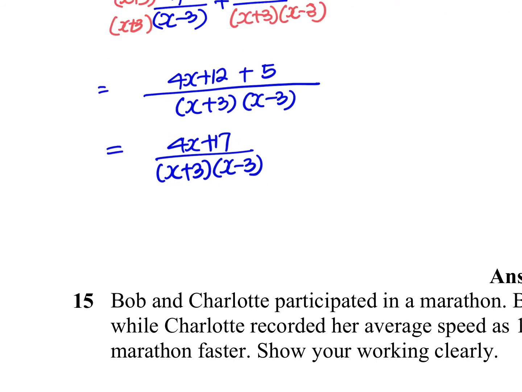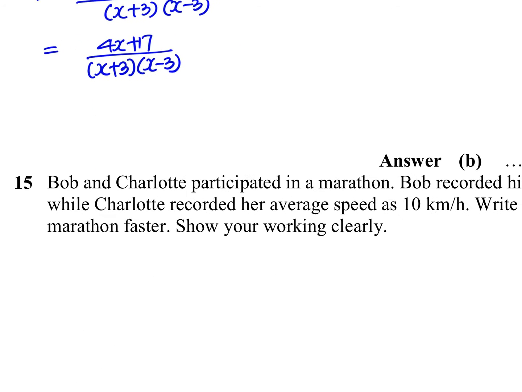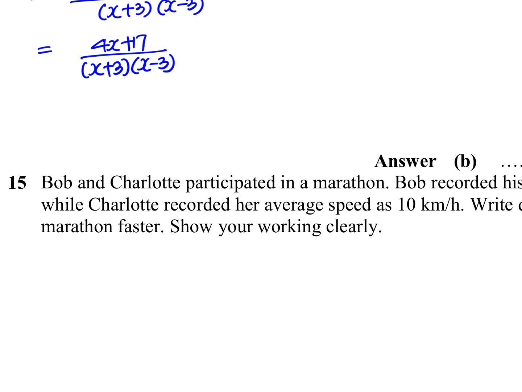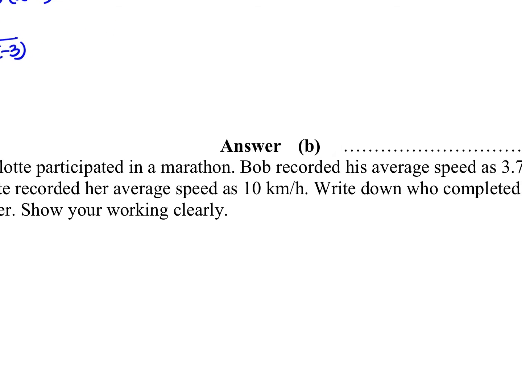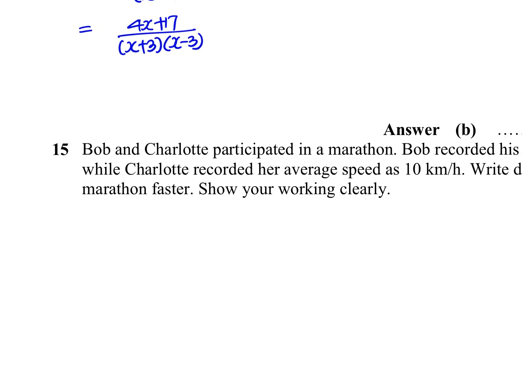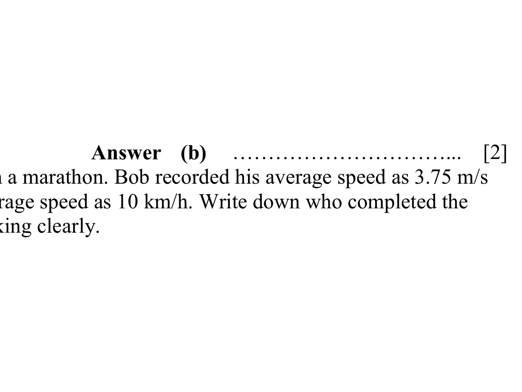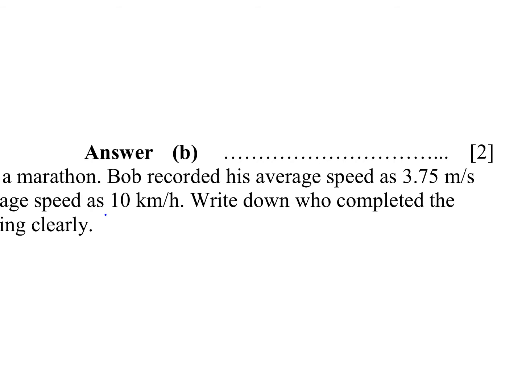So this one, number 50, a little bit of words. Bob and Charlotte participated in a marathon. One has an average speed of 3.75 meters per second. The other one is 10 km per hour. The two units are not the same, so if I want to compare who is faster, I need to make them the same units, right?